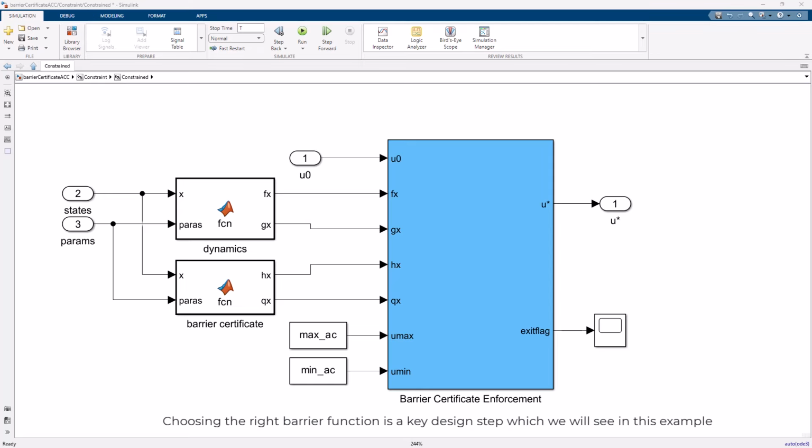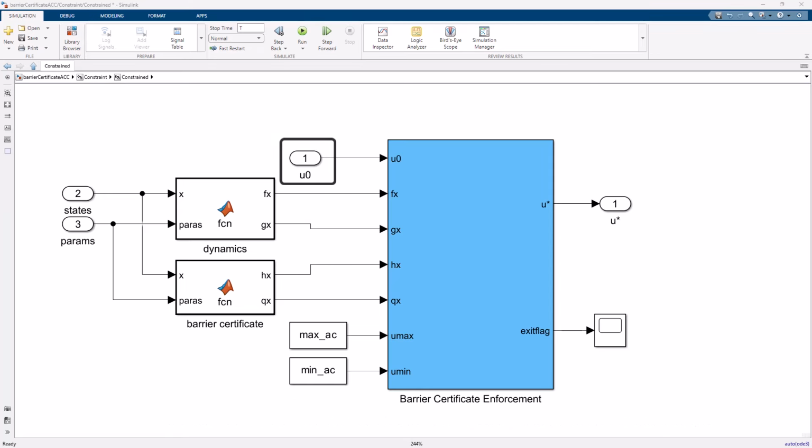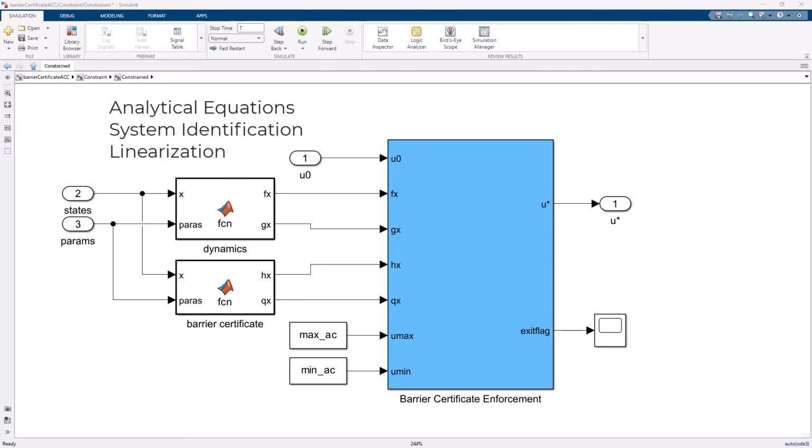The block needs several inputs: the nominal control action, u0, the system dynamics, f of x and g of x, and the barrier function h of x, along with its derivative with respect to the states, q of x. Let's start by defining the system dynamics f of x and g of x that the barrier certificate enforcement block needs. There are different approaches you can use to determine the dynamics of the system that you're working with, for example through system identification or linearization.